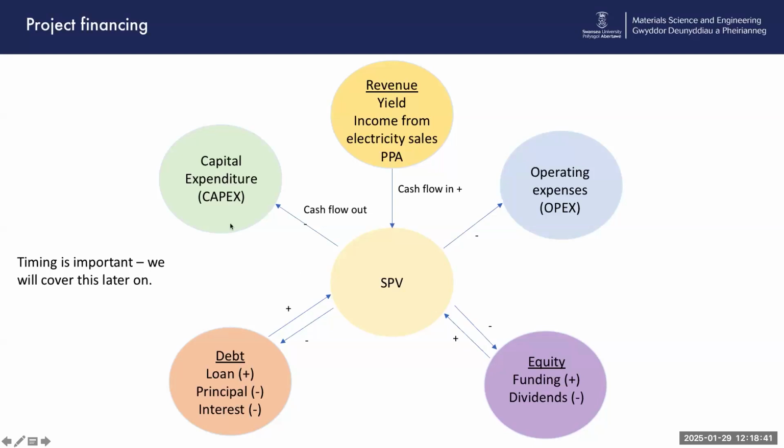Now, after we've built the asset, it starts to generate revenue. We get income, we get a yield, we get money per kilowatt hour, megawatt hour from our electricity sales via a PPA, power purchase agreement. So money starts flowing in. Initially money was flowing out, now we start to get money flowing in. From the money that flows in, we have to pay our operating expenses to keep this asset afloat and running at its peak condition. Money will then be used to repay any loans, so that's principal and interest. And if there's any money left over after doing all that, and it's not a guarantee, we then pay dividends to our equity shareholders.